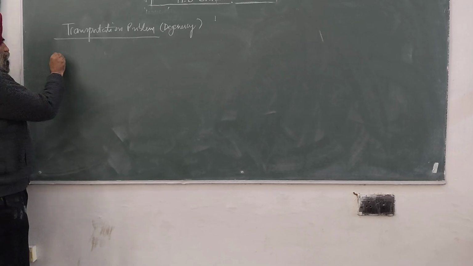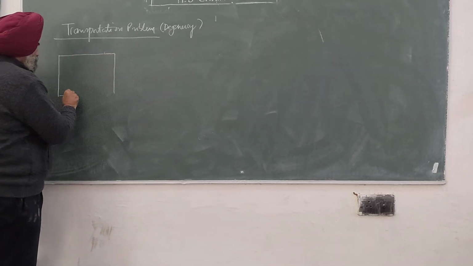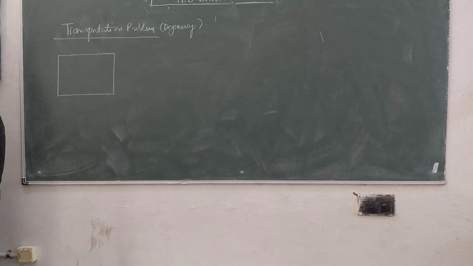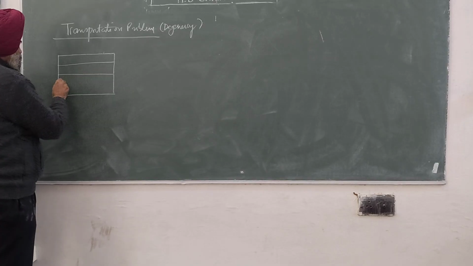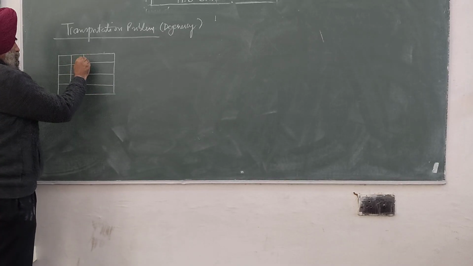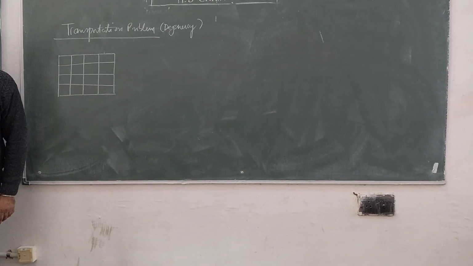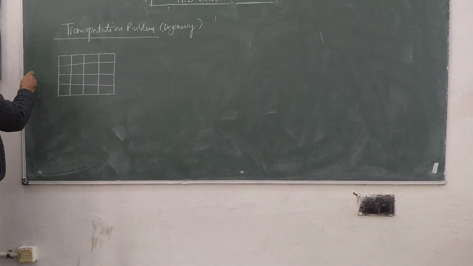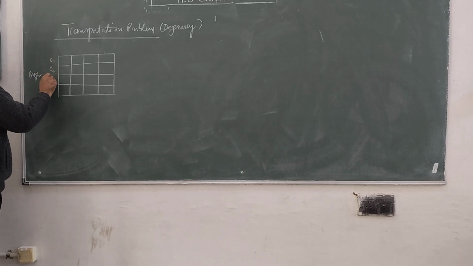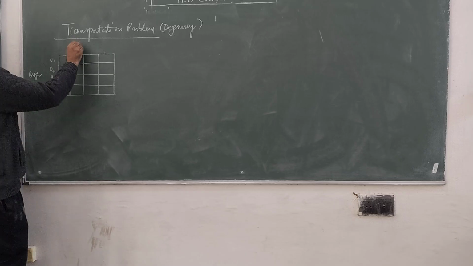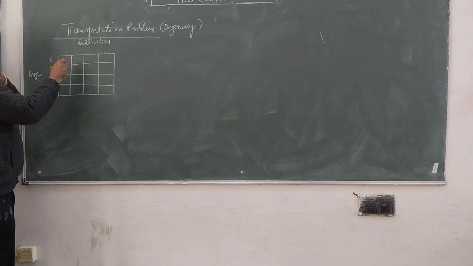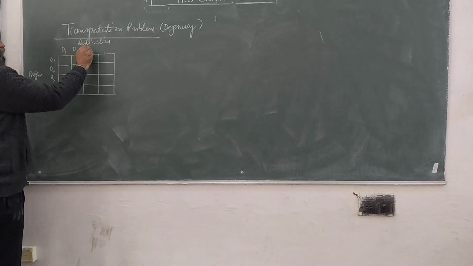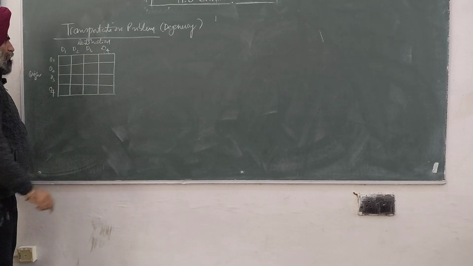This is the problem which is given to you. Here there is a 4 by 4 matrix. There are four origins: O1, O2, O3, O4. There are four destinations: D1, D2, D3, D4.